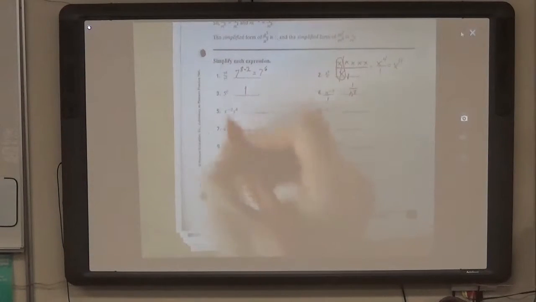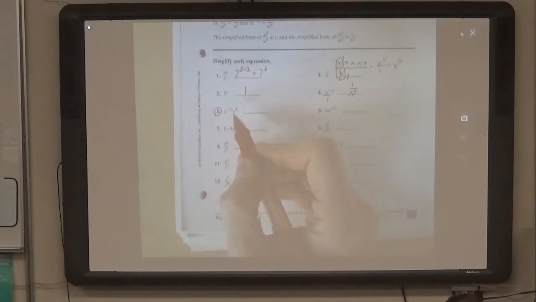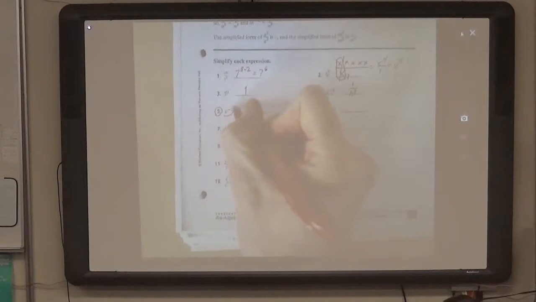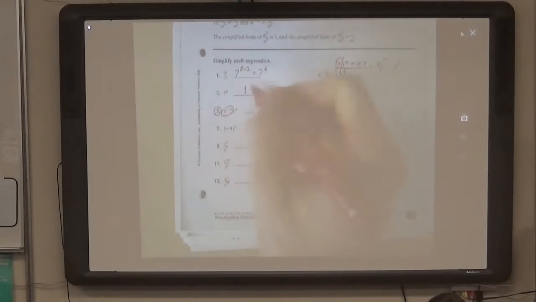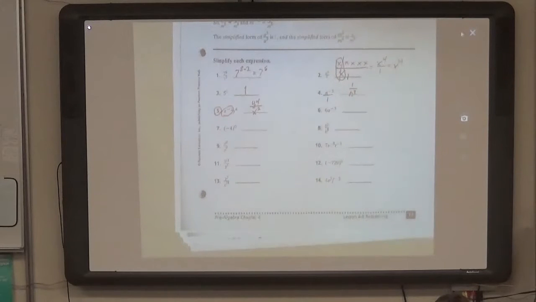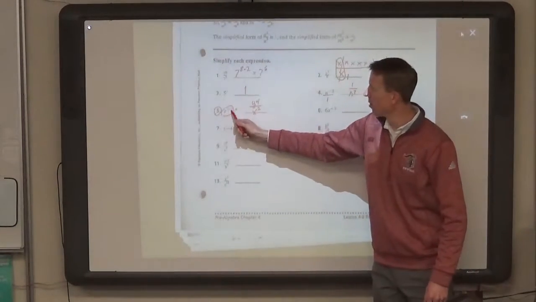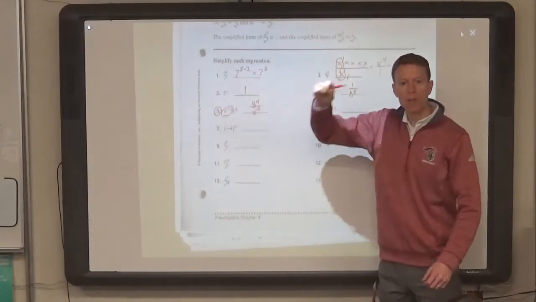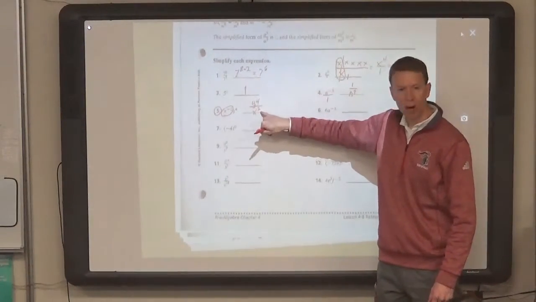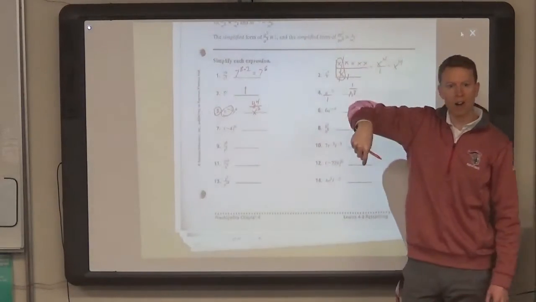How can we write number 5 with only positive exponents? There's 1 with a negative exponent, and so if we move that to the bottom line, the y to the 4th power stays on the top line, and the x to the negative 2nd power becomes positive when you move it to the other side. When you move it to the bottom side of the division bar, you move it down and it becomes positive.